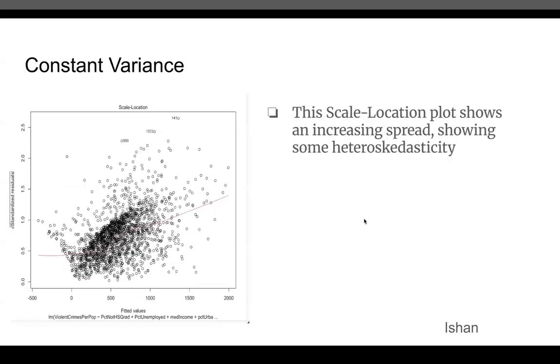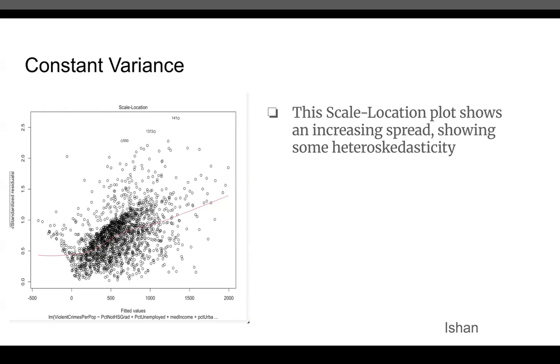Finally, I would also like to talk about how the constant variance in this data set is assumed. Here we see the scale location plot, and here also we see an increasing spread, which basically says that the constant variance assumption within the model is inherently broken. So some other solutions are either we transform one of the variables, either the y variable or x variable, and we also need to look at which variable we need to change.